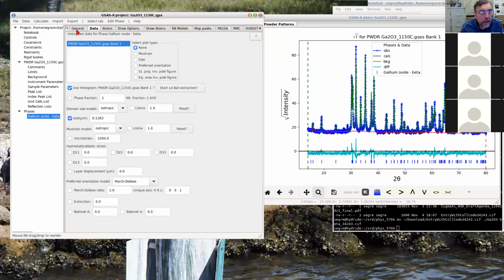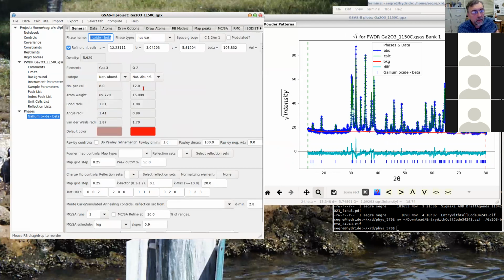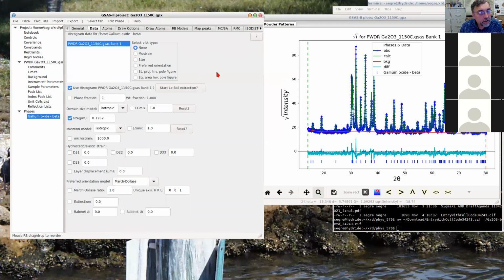So at this point, I'm pretty happy with the lattice parameters, pretty good, I'd say. This is monoclinic. I'm sorry, it's monoclinic. I'm not going to try isotropic preferred orientation, although I could try it and fool around with it. The particle size is not that small. This is microns, so this is 120 nanometers. I have not tried microstrain. I could do that, but I think I'd rather go look at the atoms.